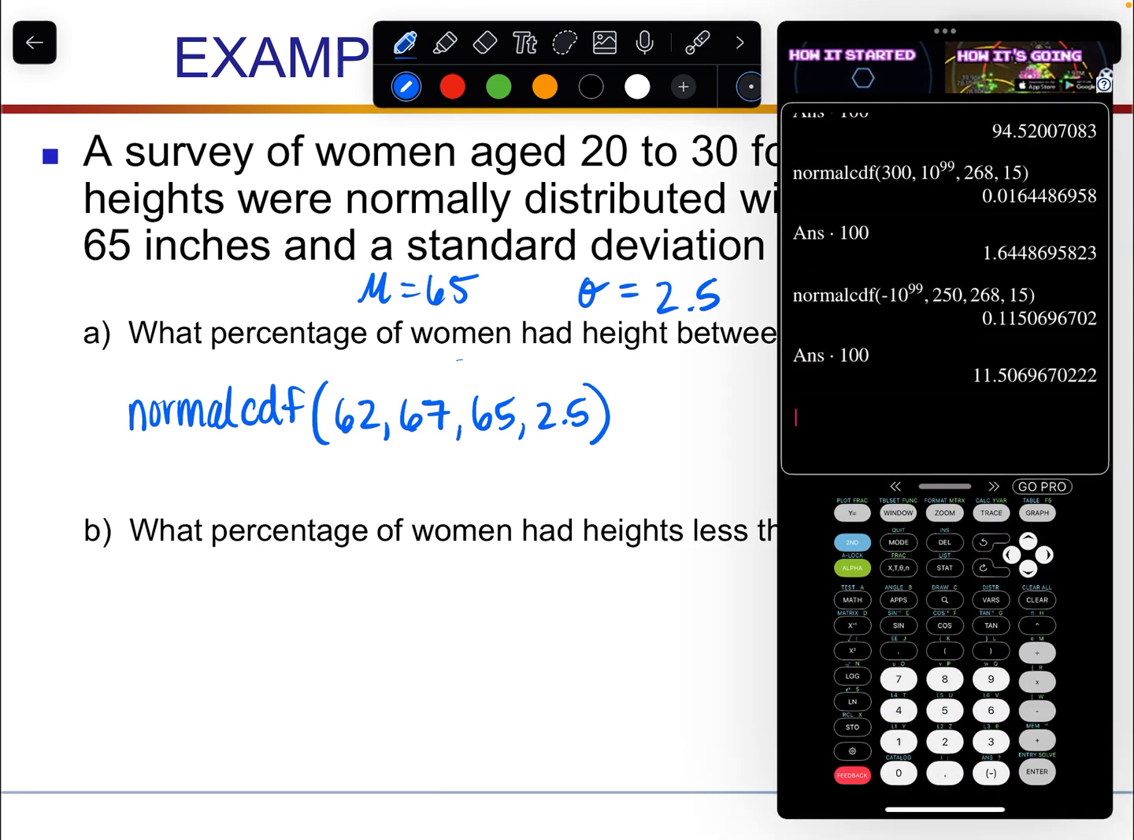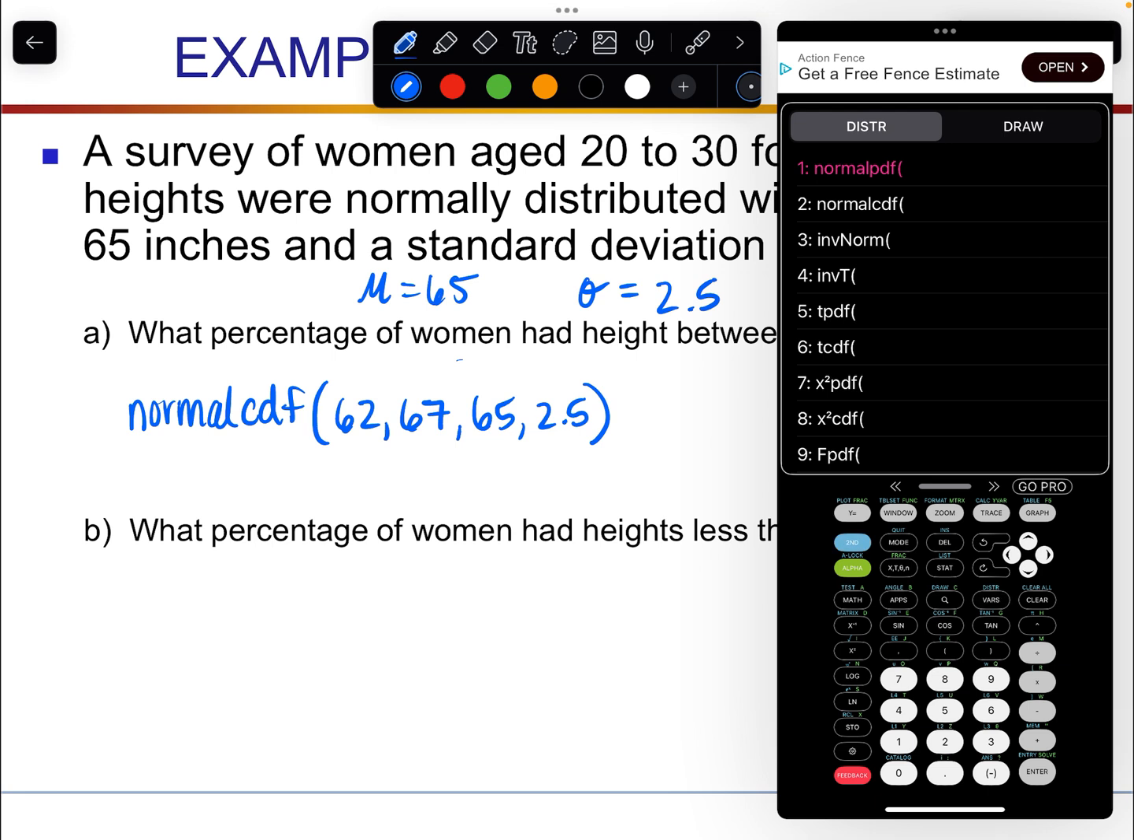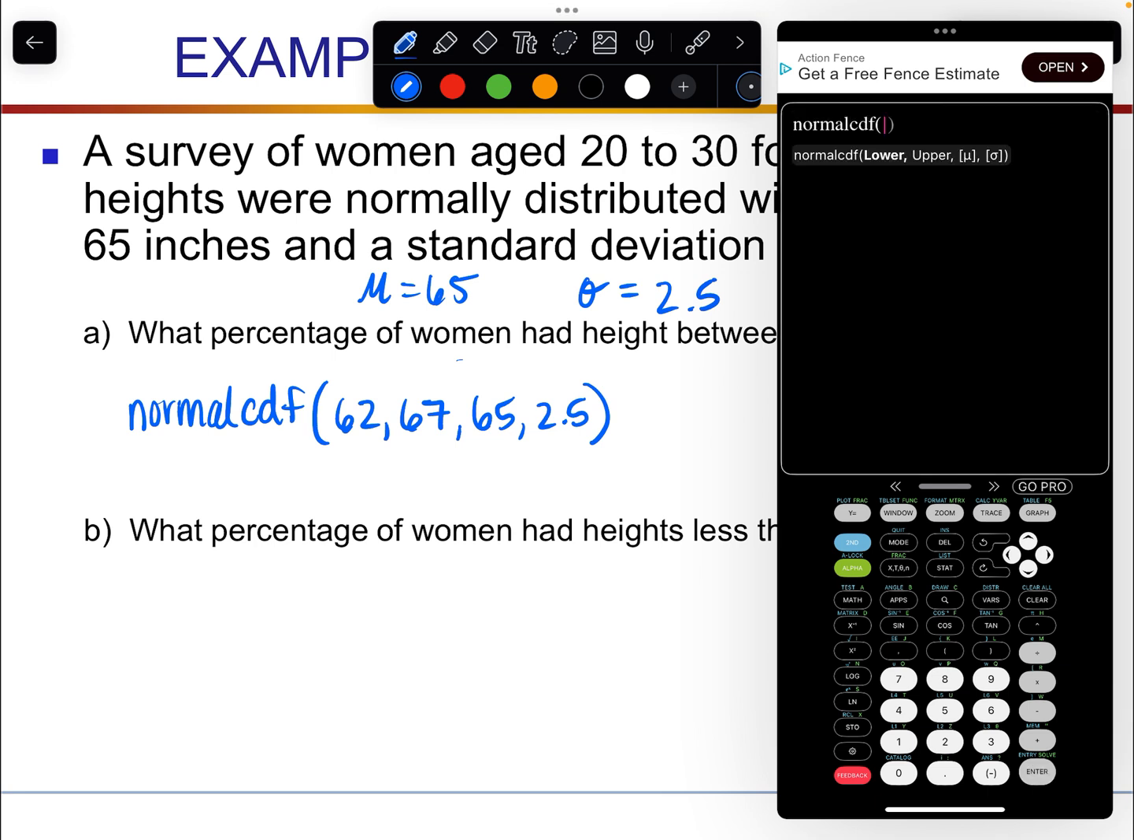So if we want to get out our calculator here, we're going to go to second, and then vars is right next to your clear button. And then make sure we go down to the second option where it says normal CDF, not PDF. Click enter. And then mine kind of prompts me of what is going to be going into each spot.